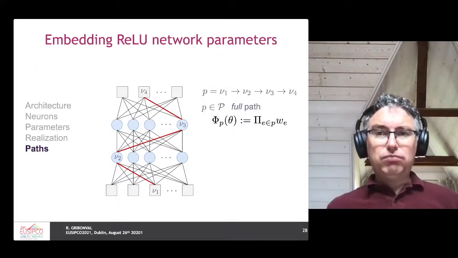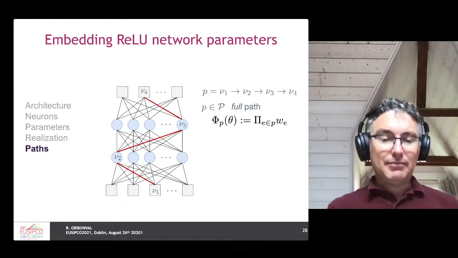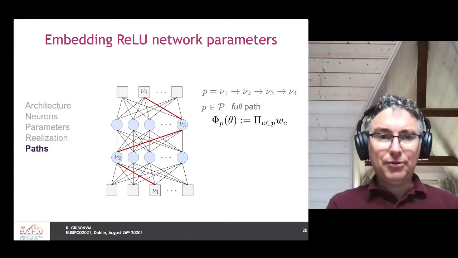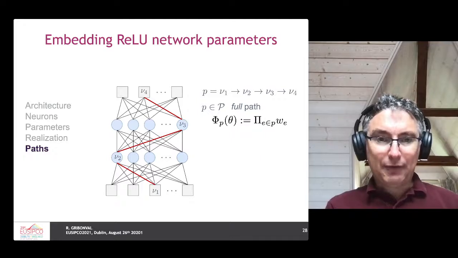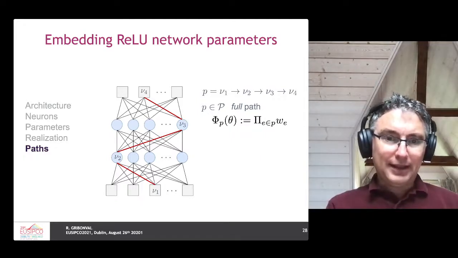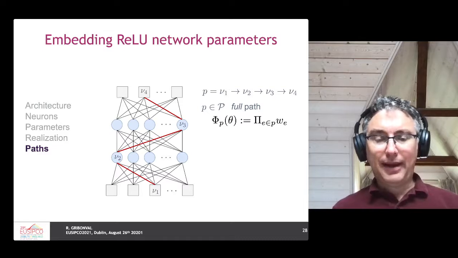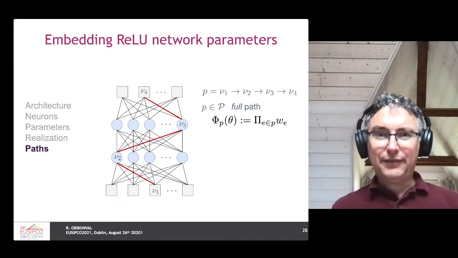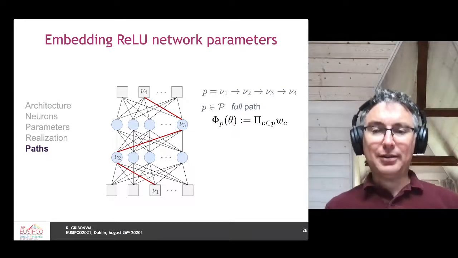So if we want to go to an embedding of network parameters that is invariant, the way to go is to consider paths in the network. So here is the architecture of a ReLU network, and the first type of path is a full path that starts from an input neuron and ends in an output neuron. So there's a number of edges along this path. And for such a path, we can define the value of the parameter as the product of the weights along the edges of this path.